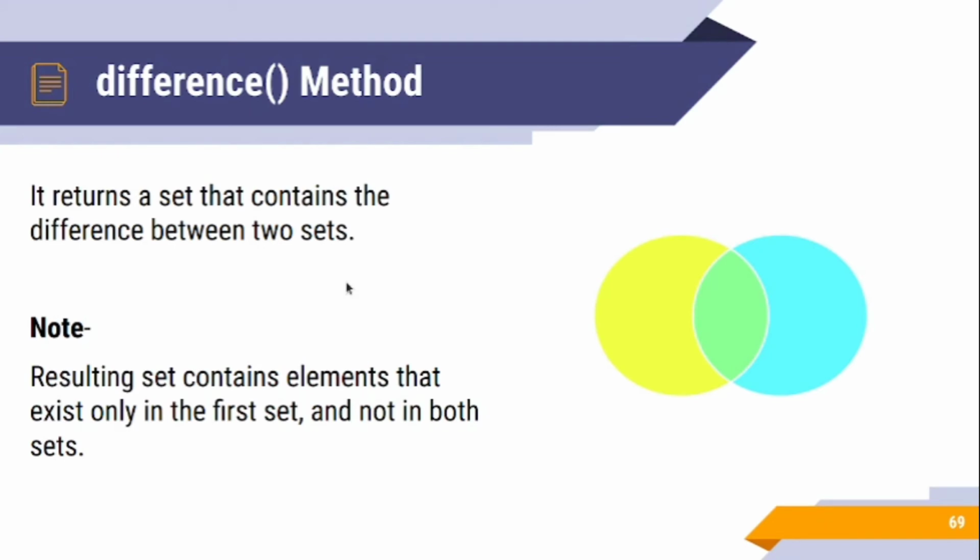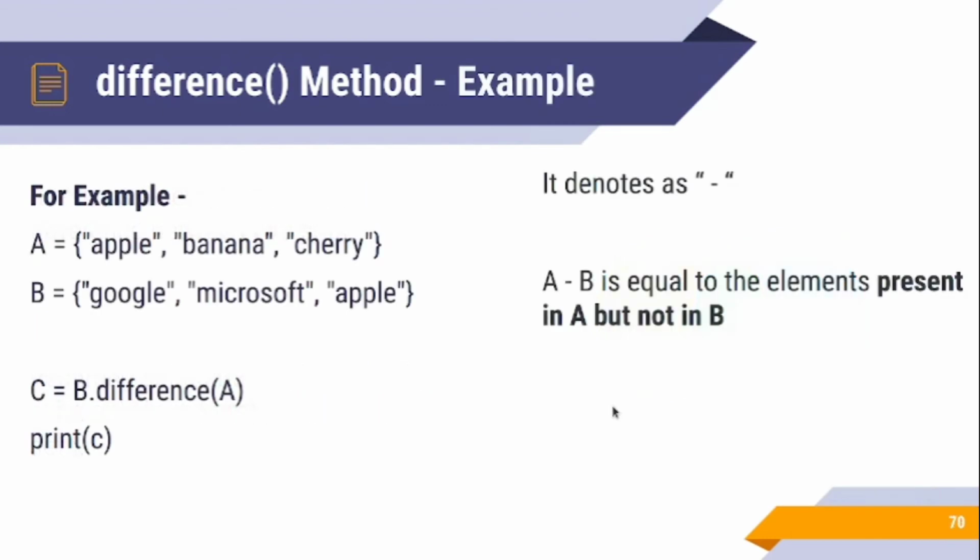Difference method. It returns a set that contains the difference between two sets, and the resulting set contains elements that exist only in the first set. This is the example. A is equal to apple, banana, cherry. B is equal to Google, Microsoft, Apple. C is equal to B.difference(A). So the result is the elements present in B but not in A. Let's check it with an example so that it will be clear to you.